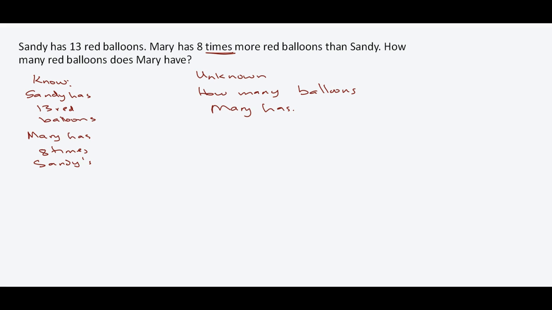So what we're going to do here is multiply 13 by 8. 3 times 8 is 24. We have 4 here. We'll put a 2 up here. 1 multiplied by 8, we have 8, plus 2, 10. So this is 104. Therefore, we can say Mary has 104 red balloons.